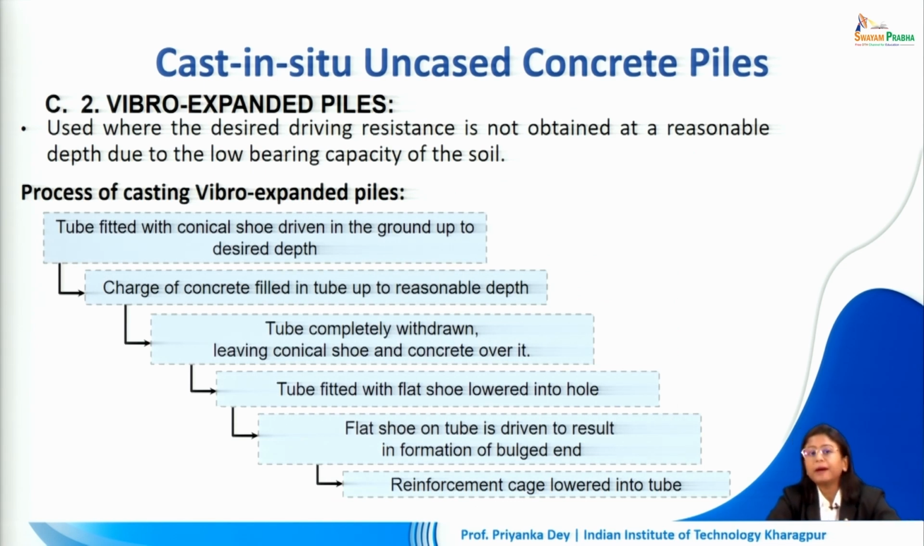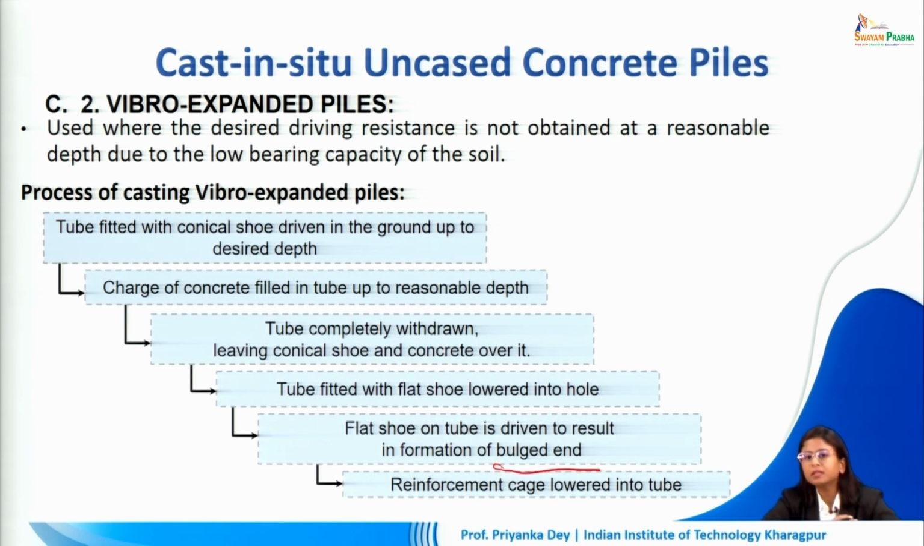The vibro expanded piles are pretty similar to the normal ones, but they have a bit of an extended plug in the end. So here the tube is fitted with a conical shoe and driven into the ground. The charge of concrete is given and we withdraw the tube slightly and basically use a flat shoe, inserting the tube again with a flat shoe into the hole such that we can create a bulged end.